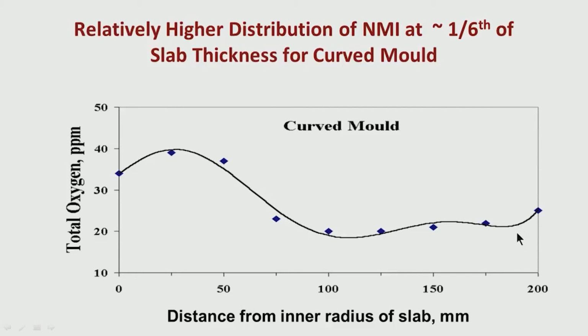So, is it clear that if you have a curved mold, there is a possibility of having more inclusions near the inner radius, as I have mentioned here: relatively higher distribution of NMI, non-metallic inclusions, at about 1/6 of the slab thickness of curved mold.